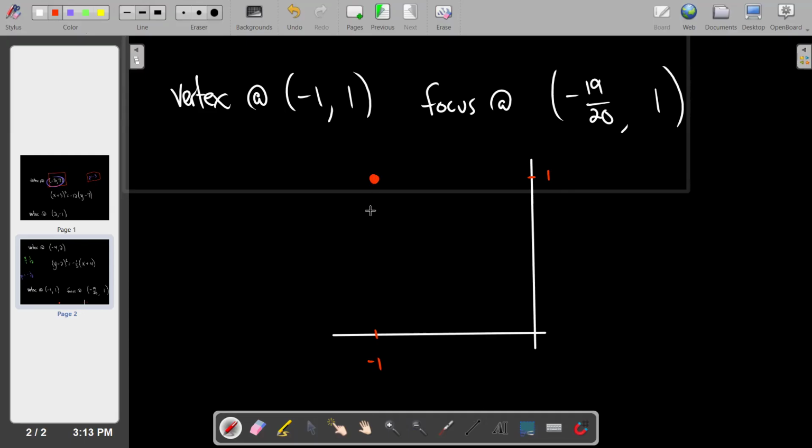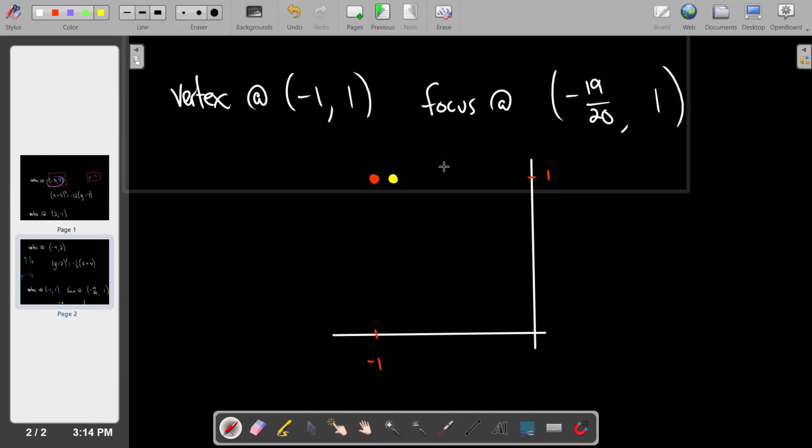And as always, the question is, relative to the vertex, where is the focus? It's going to be to the right because the y value stays the same, but the x value is bigger. It's a smaller negative number, but it's technically bigger, right? So -19/20 is going to be right about here. And this would be a good time for me to put a little parenthetical comment like figure not drawn to scale, but that's good enough.